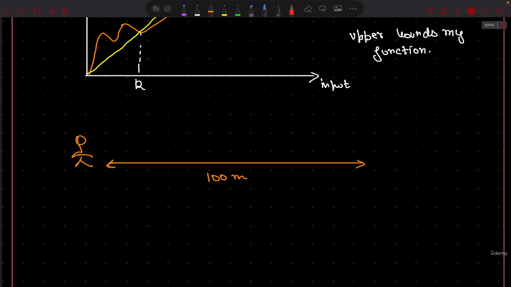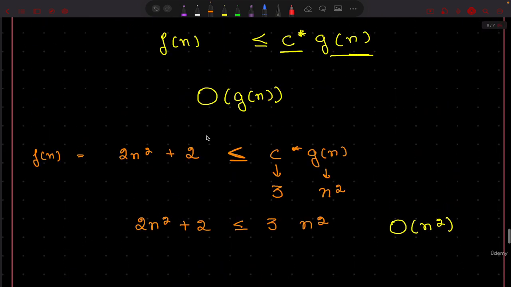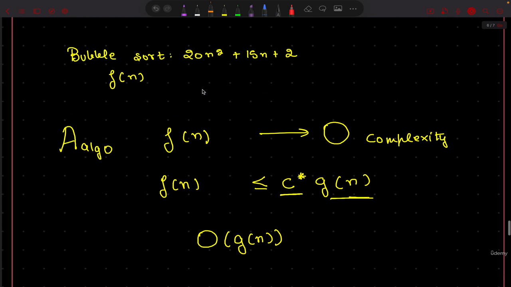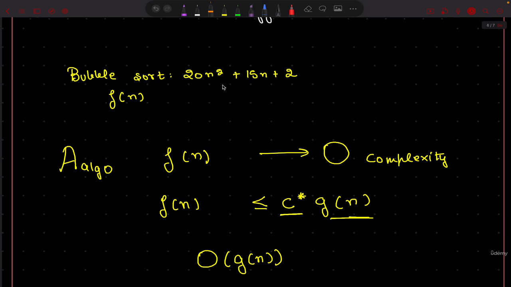Now again, we are going to use this understanding to first form some relation of this kind for our algorithms. This f of n relation is based on the number of operations which are happening, and then using the big O understanding, we are going to tell what exactly is the complexity of my algorithm.